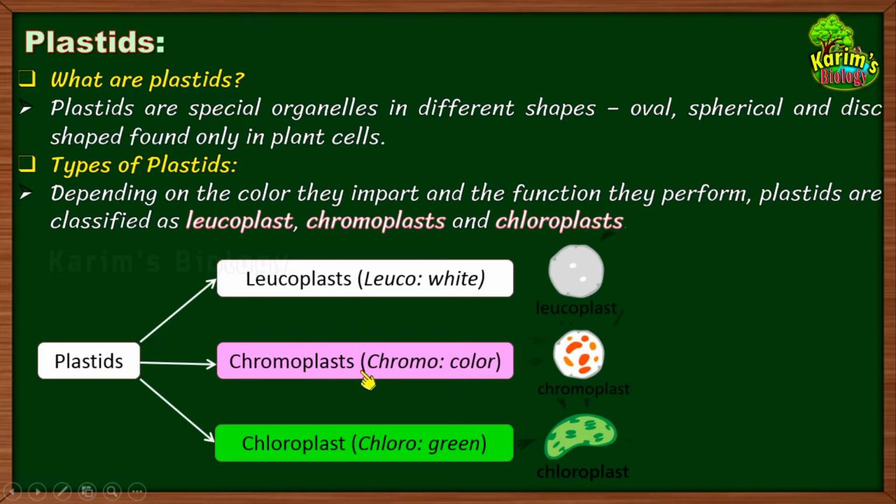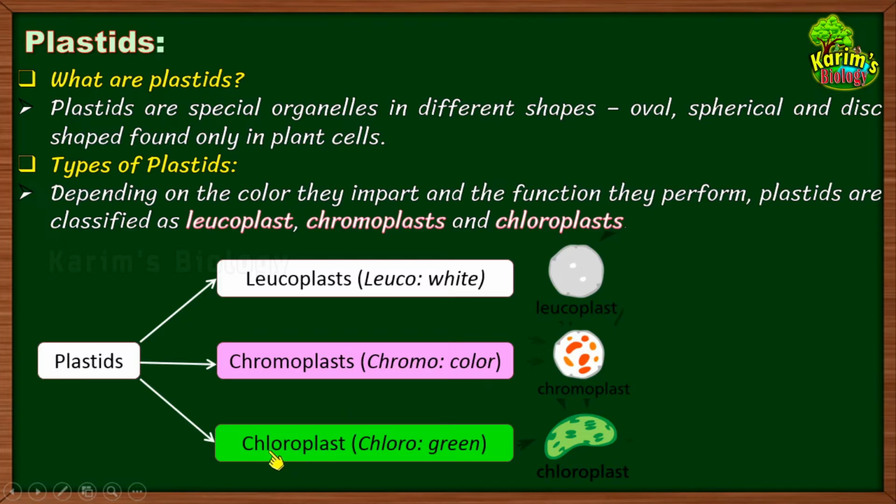The second type of plastids are called chromoplasts. Chromo refers to color. We all know that chromo refers to color. So the plastids that are colorful are called chromoplasts, and these chromoplasts are going to impart color to the different parts of the plant, which we will be discussing within a short while.